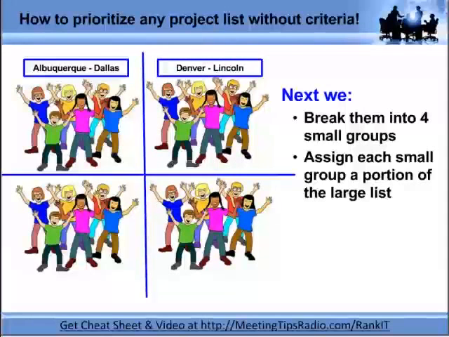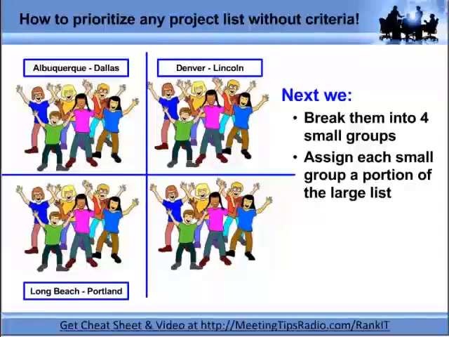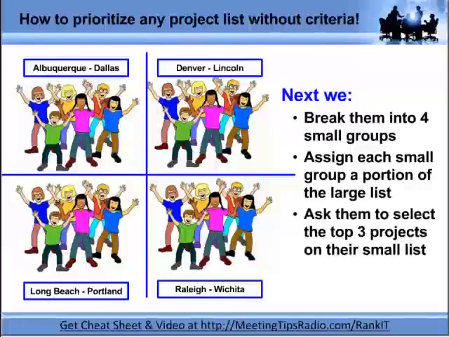Okay, so in this case, the first group is going to have a list. I'm just using city names. We'll say they have projects Albuquerque through Dallas. Second team has Denver through Lincoln. The third team has Long Beach through Portland. And the last team has Raleigh through Wichita. So they all have their own list of projects, and they're starting to have some discussion around them. I know a lot of people like to give them a lot of rules for these discussions. I like to leave it wide open and let them go where they think they need to go.